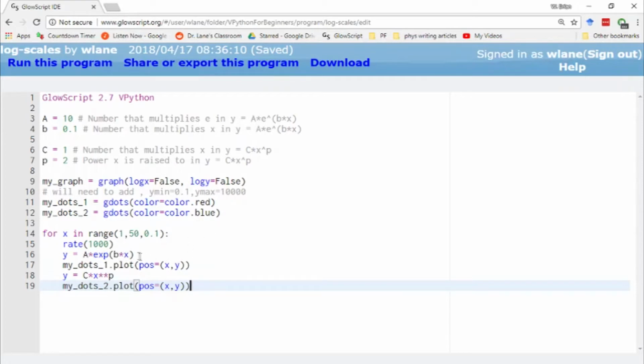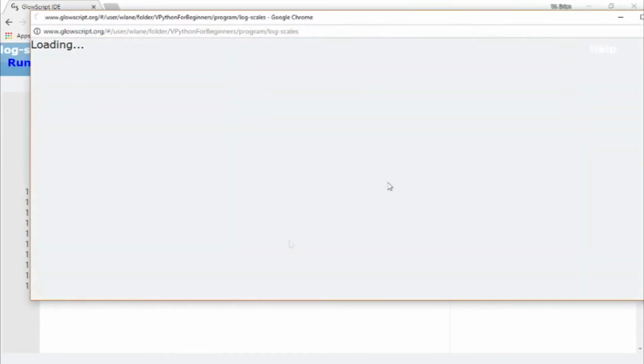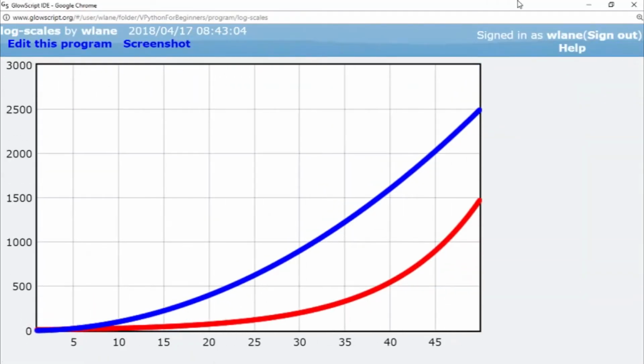Our first function we've got here is our exponential function. Remember, it's called exponential because x is in the exponent. And then here we graph our power law function. It's called a power law because x is being raised to a power. So if I hit Control 2 and run this, I get both functions, and you see they're both growing. They've both got some curvature to them.